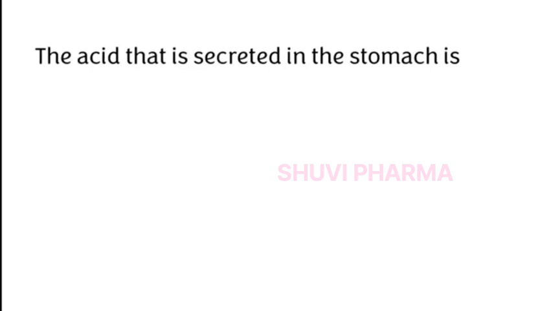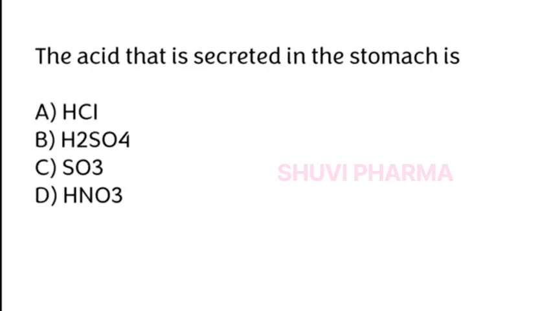The acid that is secreted in the stomach is HCl, H2SO4, SO3, HNO3. The correct answer is option A. The acid that is secreted in the stomach is HCl.